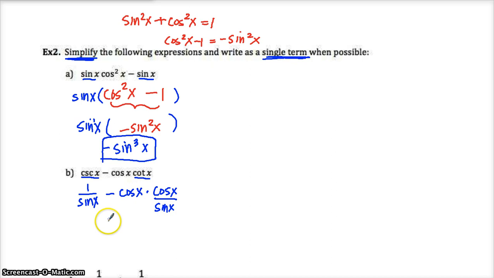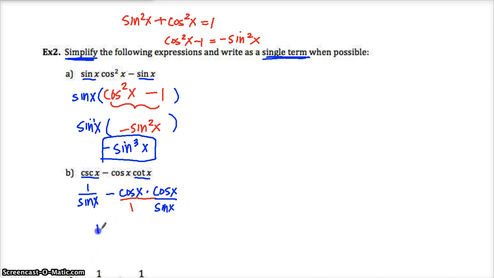Now, basically, because these two things are multiplied together, I can just make this one big fraction. It's cosine squared over sine of x, because 1 times sine is sine, cosine times cosine is cosine squared.